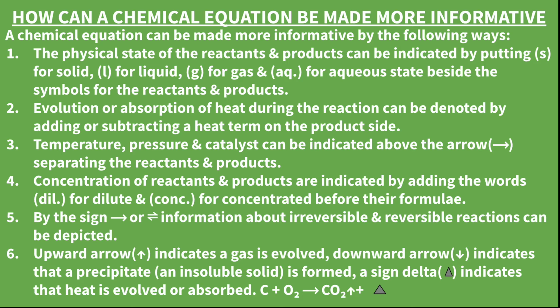Now the temperature, pressure, and catalyst can also be indicated above the arrow sign which separates the reactants and the products. Say it requires 100 degrees centigrade of temperature, and 5 atmospheric pressure. For the catalyst, say iron catalyst or molybdenum catalyst, a promoter is required. All these are written above the arrow separating the reactants and the products.